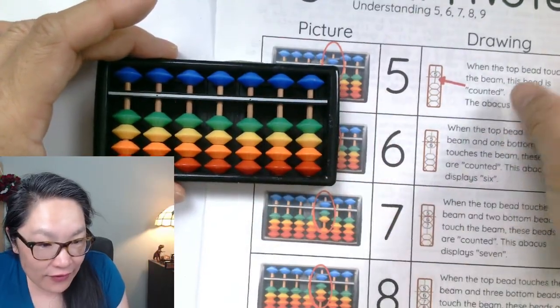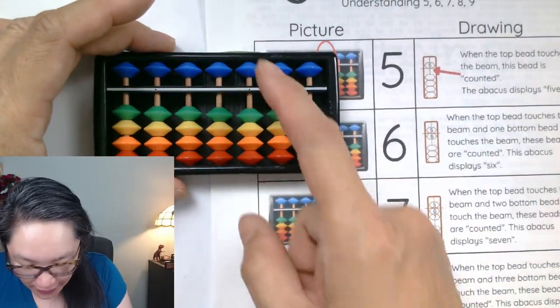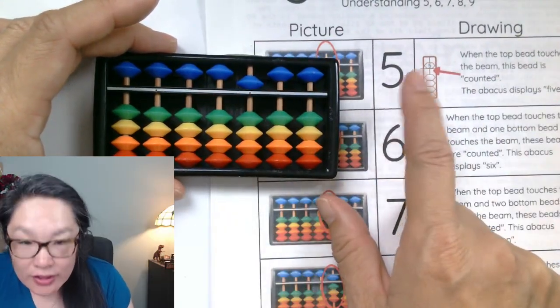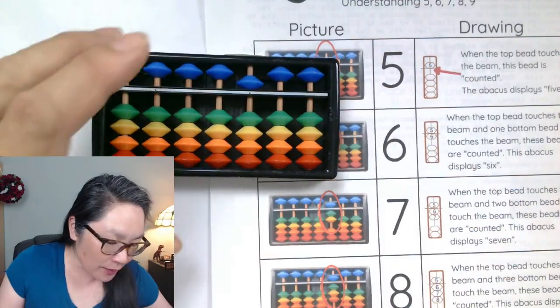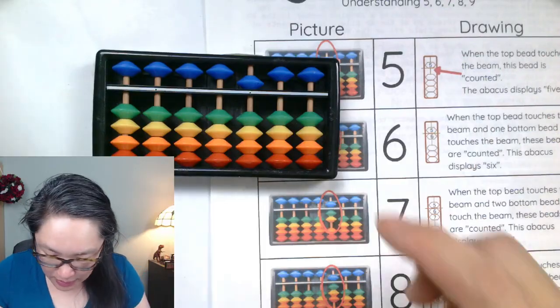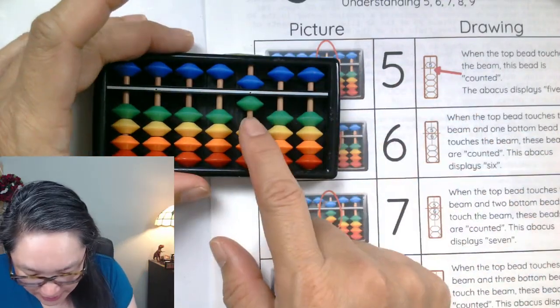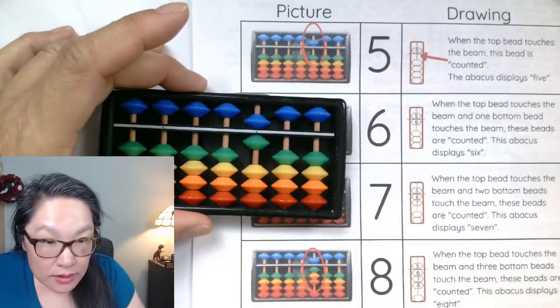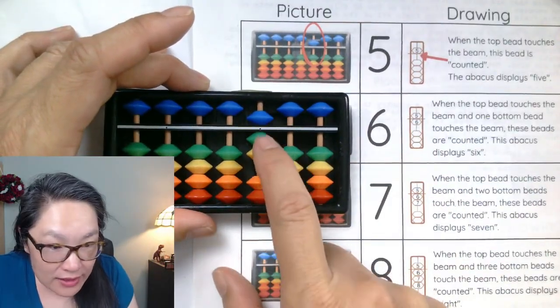So this is 5. If everybody's understanding, we're doing 5. All the top beads have a value of 5, and then we have 6. Notice we have 6, and then we have 7: 5, 6, 7.